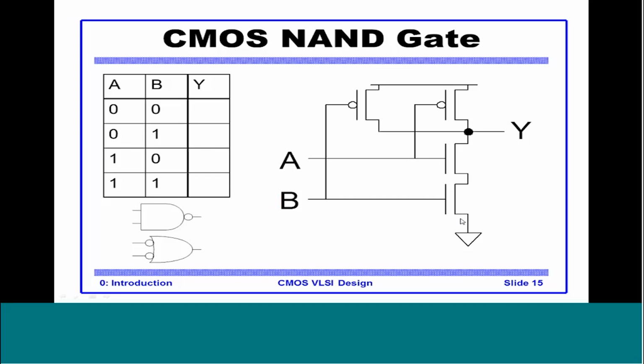The NMOS pull-down circuit is a series connection of NMOS. The pull-up circuit is a parallel connection of PMOS. This is the logic symbol. Either of these two can represent a NAND gate. Now let's look at the truth table.